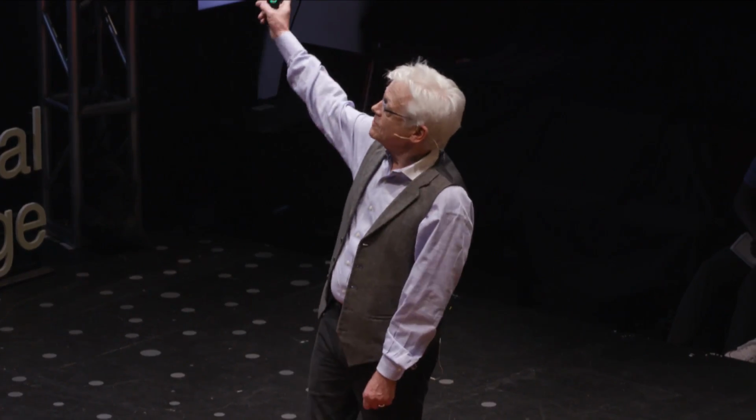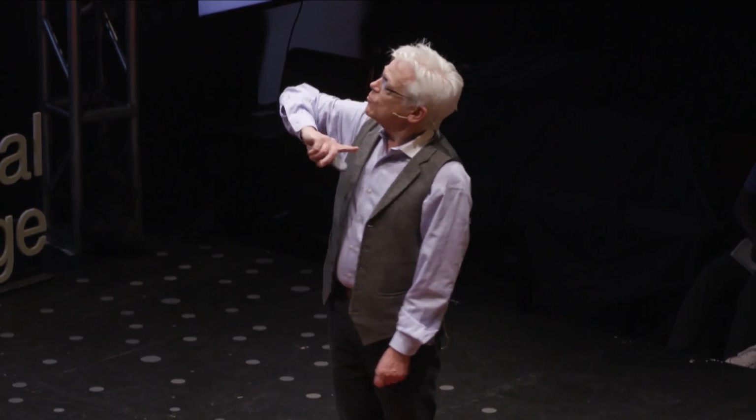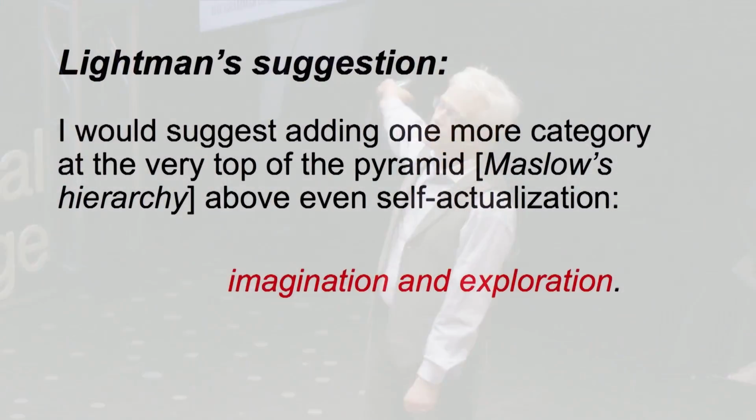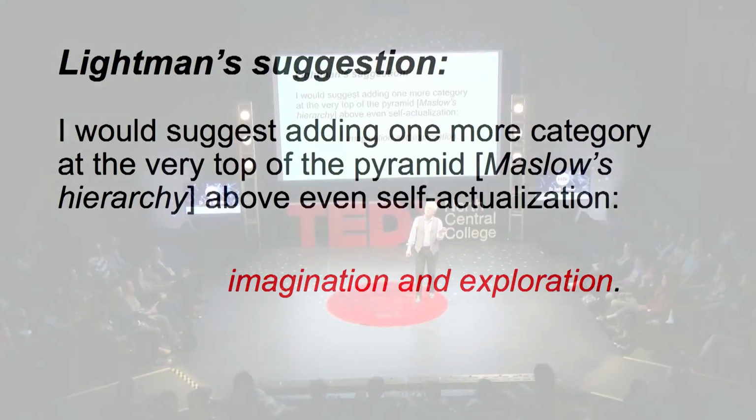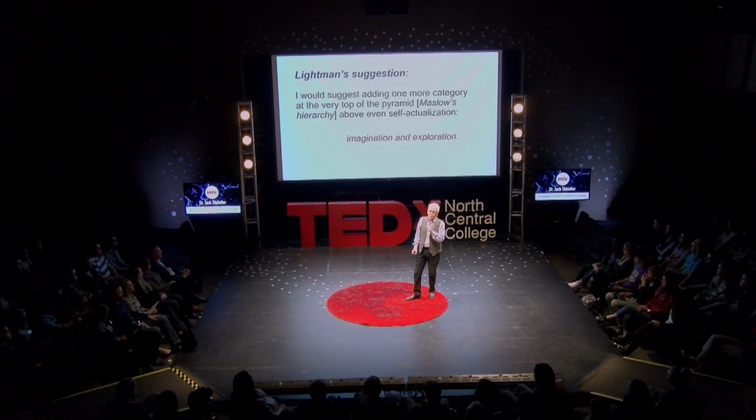And here's his suggestion. I would add, he says, one more category at the very top of the pyramid, and he's talking about the famous Maslow's hierarchy of human needs. He would add, even above self-actualization, these two words, imagination and exploration. And I would submit to you that those are two very nice, kind of double-headed synonyms for wonder. The idea of pushing, exploring, and using our imagination in that unfathomable way.